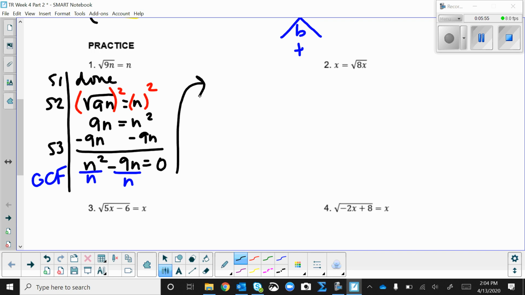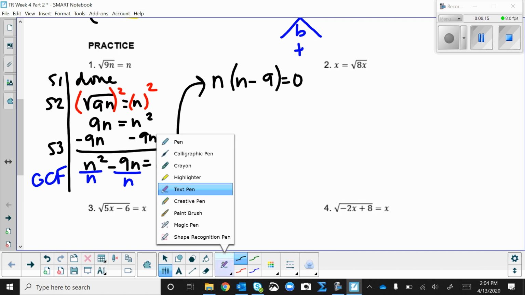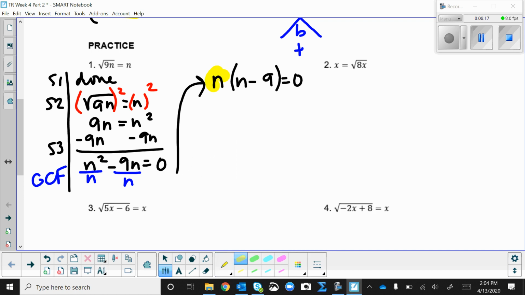And we're not getting rid of it, we're just dividing it out. It's like distributive property in reverse. So whatever they have in common comes outside the parentheses. Right? So now we have factored that left-hand side. There are 2 factors. Remember, factors are things being multiplied together. So my 2 factors here are n and n minus 9. So this is factored form.